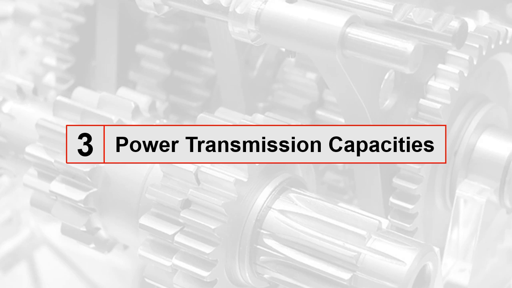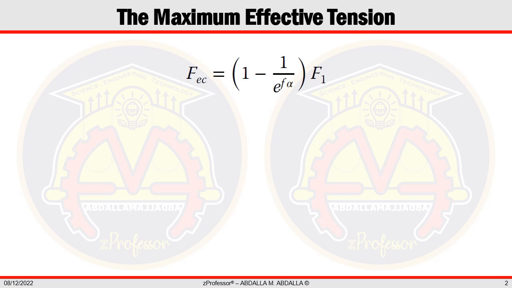Thirdly, we will talk about belt drives' capacities to transmit power. There should be a restriction on the maximum effective tension to avoid slipping. FEC, the greatest possible tension at the critical slipping condition, may be written as FEC equals (1 minus 1 over e to the power f alpha) multiplied by F1.